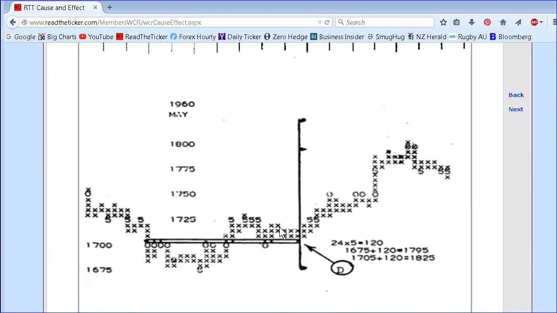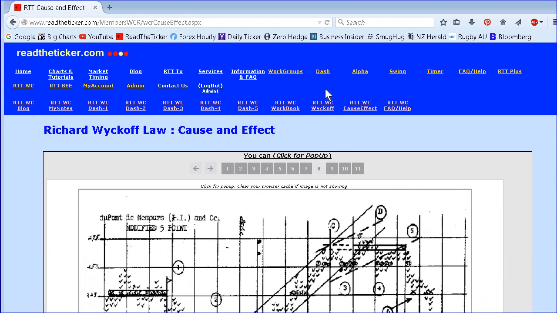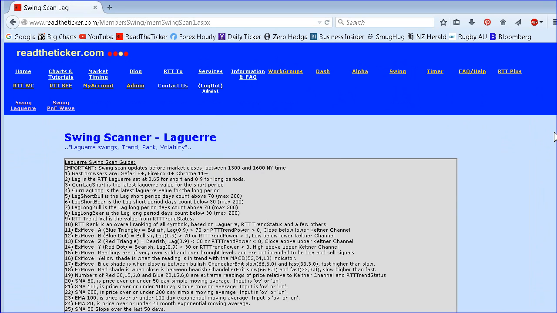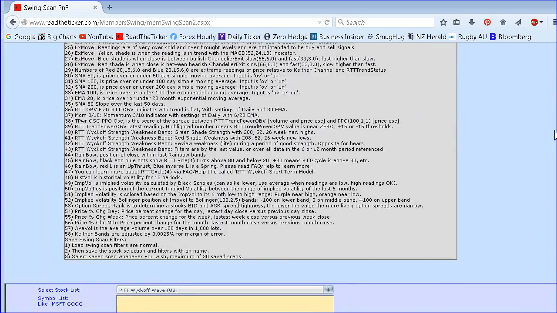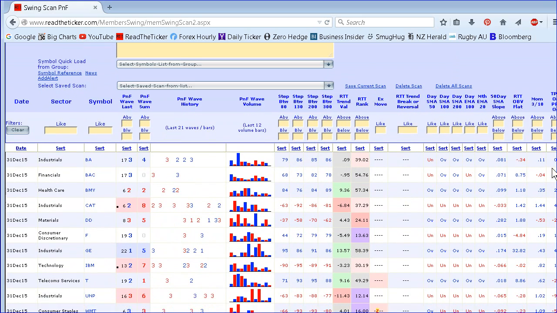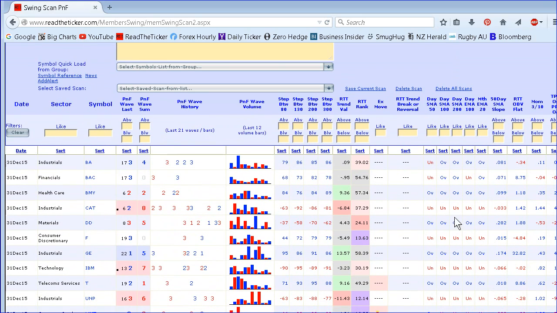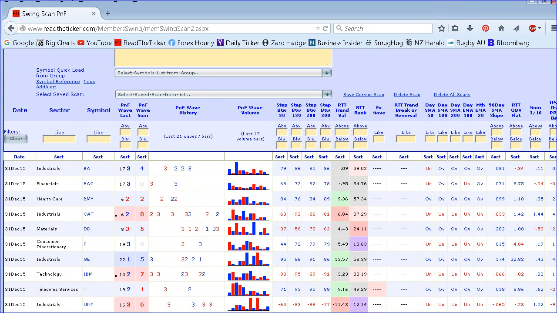So ideally you want some sort of scanning tool to help find causes we can have a look at or monitor over time. Within the swing scanner, I'll select the swing PNF wave. It's one or the other, you can use either or. We have a tool which we refer to as, where is it? There we are.